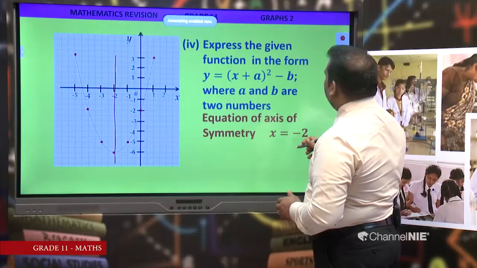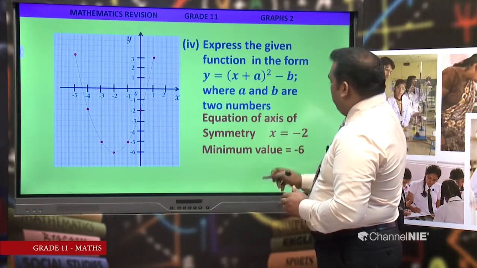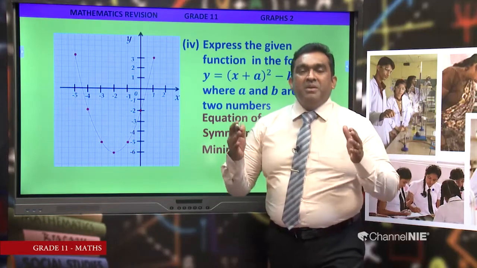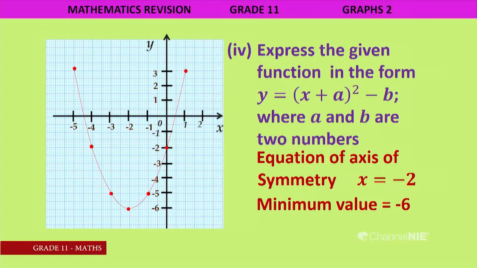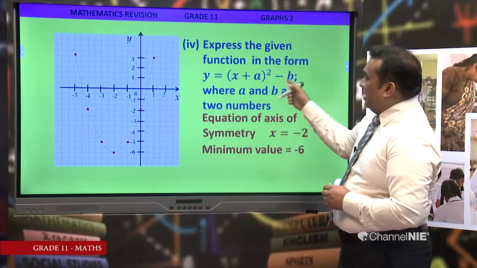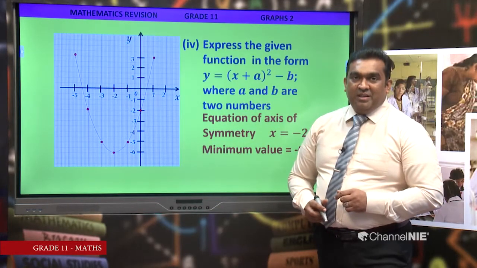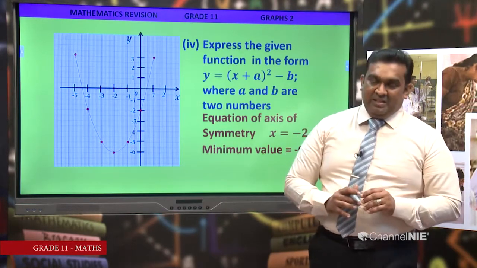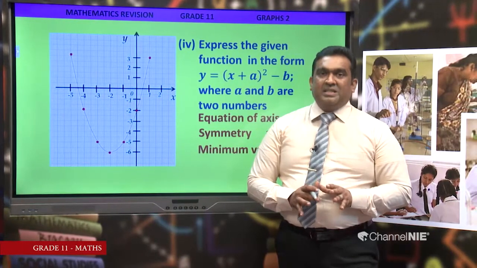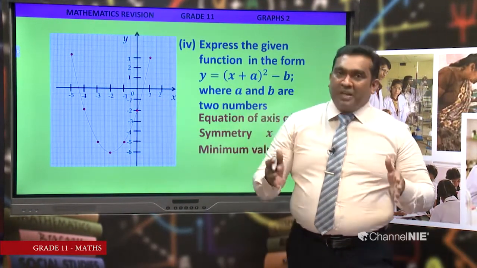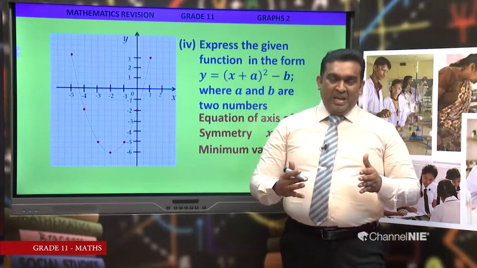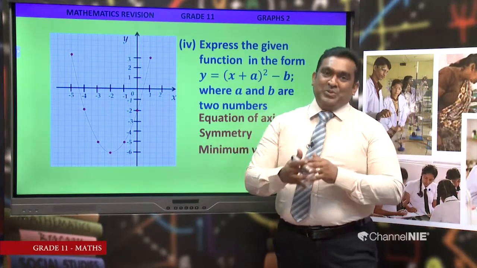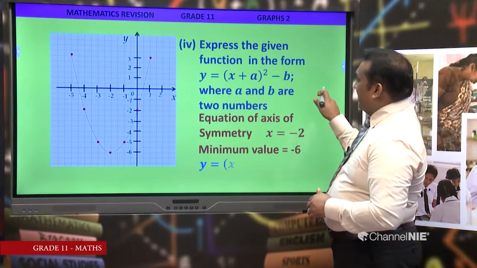Then, next one, minimum value. Minimum value means the y coordinate of the lowest point, minus 6. Then using the equation of the axis of symmetry and the minimum value, you can make the equation. Try to identify the pattern here. There's a special pattern. What is that? X equals minus 2 is the axis of symmetry, then the minimum value. Then how to insert these values into the equation like this.